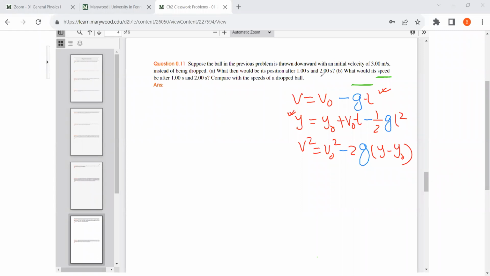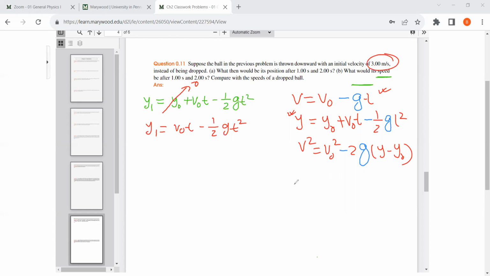Position y1 is equal to y0 plus v0 t minus half g t square, and again y0 is equal to 0 because the initial position is always 0. So y1 equals v0 t minus half g t square. This is the equation. Now v0 for this problem is 3 meters per second.